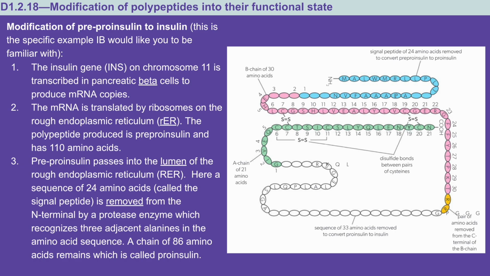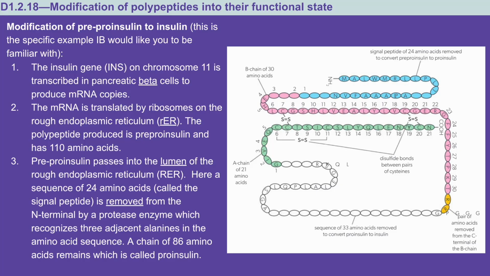The insulin gene is located on chromosome 11 in humans. It's transcribed in those pancreatic beta cells to produce mRNA copies. The mRNA is then translated by ribosomes on the rough endoplasmic reticulum. Remember that the RER is a membrane-bound organelle which is studded with ribosomes.